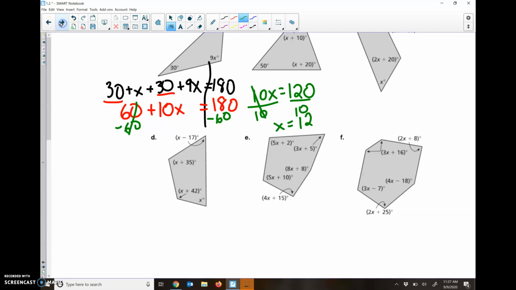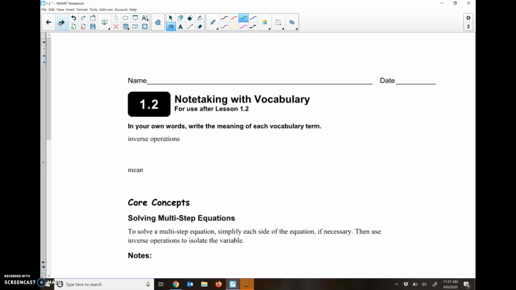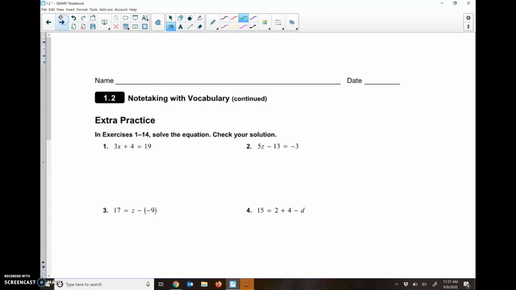But let's look at some problems that are closer to what you're going to have on your homework. So ones like this, I have 3x plus 4 equals 19. So same thing, I'm going to draw a line down my equal sign, so plus 4. I'm going to do the opposite and subtract 4. So I'm left with 3x. 19 minus 4 is 15. Divide both sides by 3. I find out x equals 5.